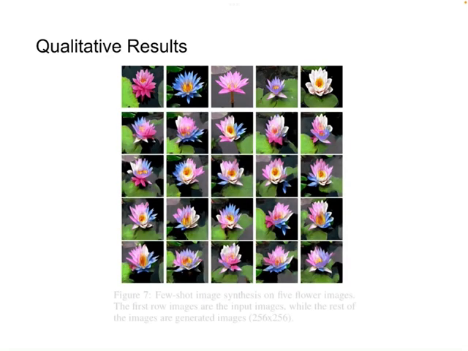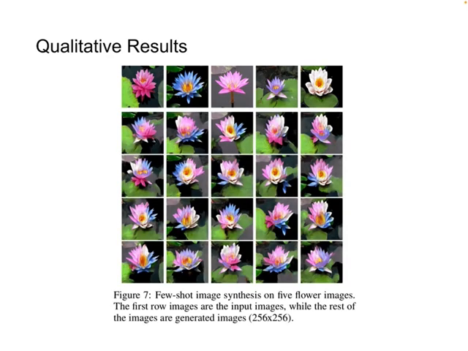We visualize the results of few-shot image synthesis on 5 inputs of related flower classes. The top row corresponds to the real images, while the rest of the images are generated ones.